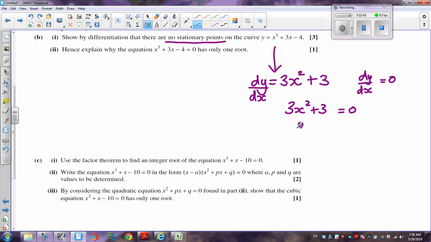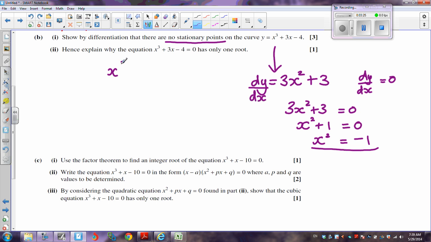Now I can divide both sides by 3, which gives me x squared plus 1 is equal to 0, which means that x squared has to equal minus 1. Now you should know that you can't square something and get a negative number. It's impossible to find the square root of a negative number. So this equation has no solutions, which means that there cannot be any stationary points. There are no points on the curve where the gradient is equal to 0, because you can't solve the equation where x squared is equal to minus 1. Okay, and that's the explanation for part B.